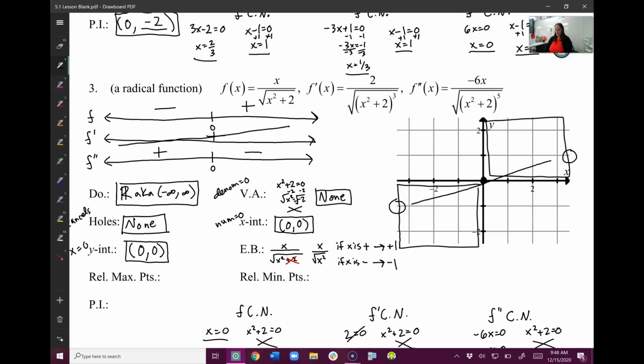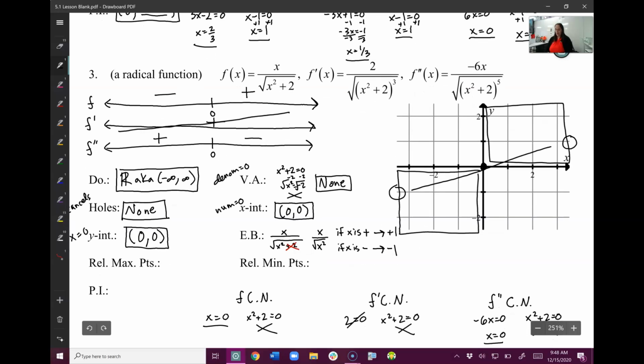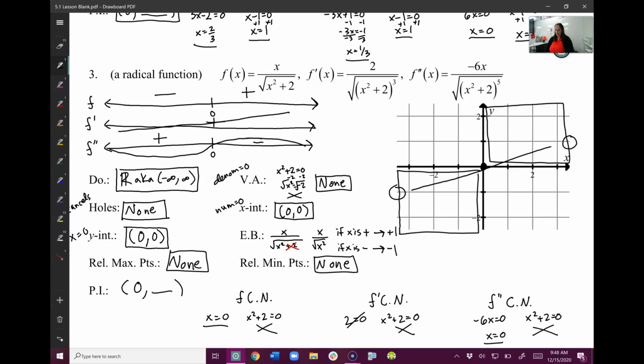And for here, remember this is concavity, and it looks like with this concavity, I have a point of inflection at 0. This is where it's changing from concave up to concave down. No maximums or minimums because your first derivative never changes. But we do have a point of inflection here at 0, plug it in to get 0.